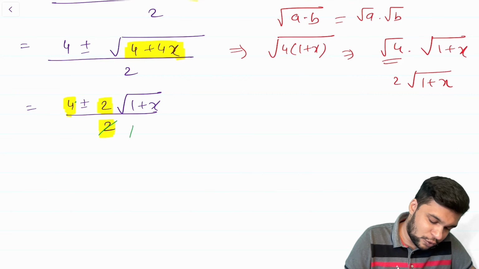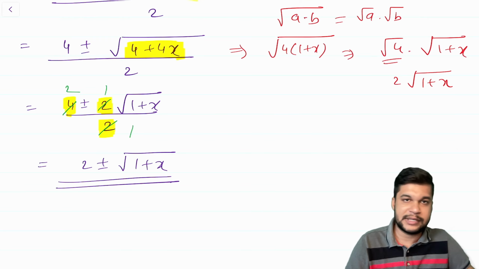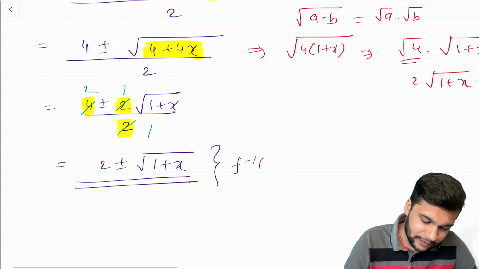So 2 times 1, 2 times 2, 2 times 1. So this becomes 2 plus minus square root of 1 plus x. Now I have a very good question. By the way, this is f inverse of x.